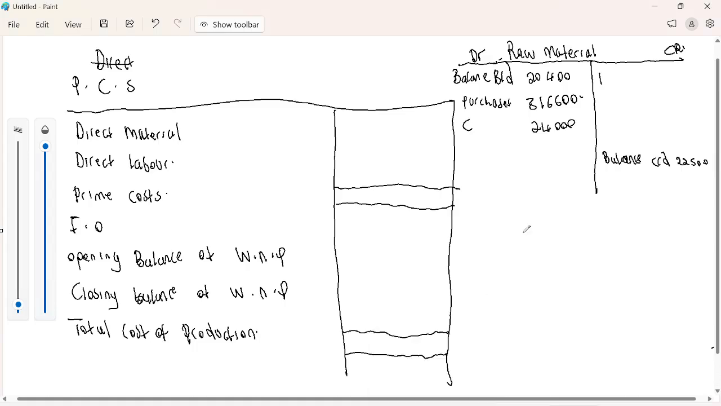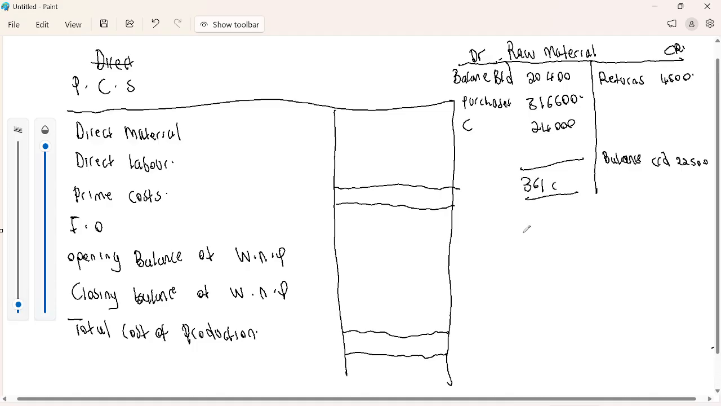Returns to the supply, return goods, which is 4,500. Right? Now this column is full, right? We don't have anything else. So I'm gonna simply totalize. So according to a normal person, which side is the bigger one? The debit one is the bigger one. So 20,400 plus 316,600 plus 24,000.